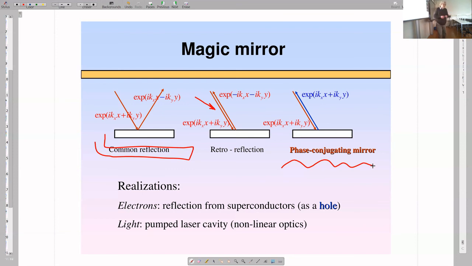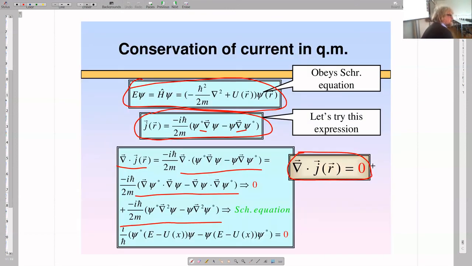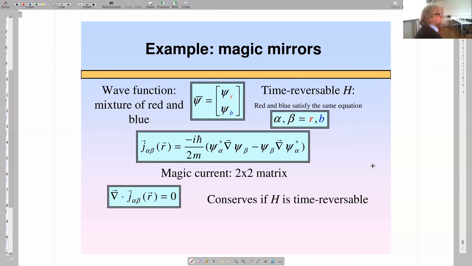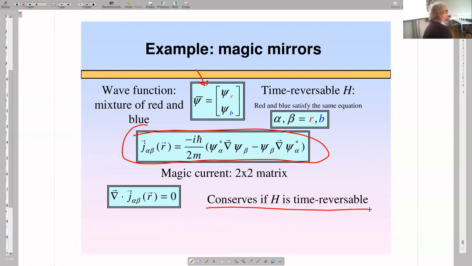So suppose I have this situation and would like to make conservation laws. Here I have conservation laws from magic mirrors. Although it's all magical, we have a wave function which has two components. One can form this current, and it is conserved provided the Hamiltonian is time reversible, provided there are no magnetic fields in there. Very good. I can tell you more.